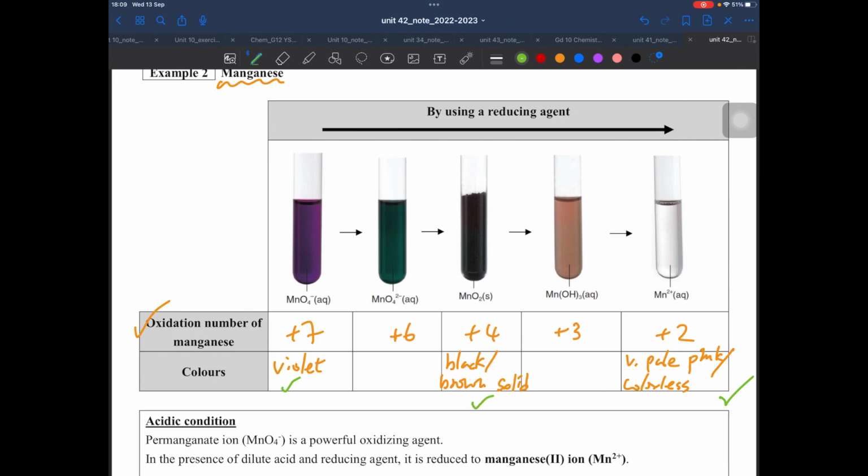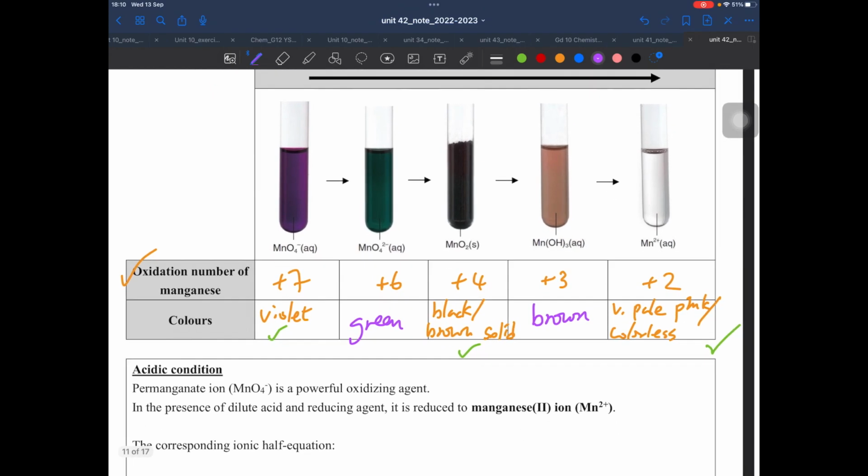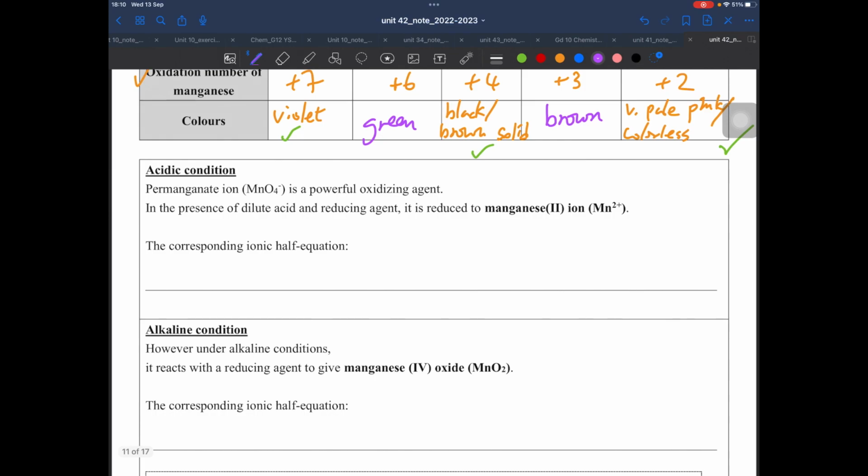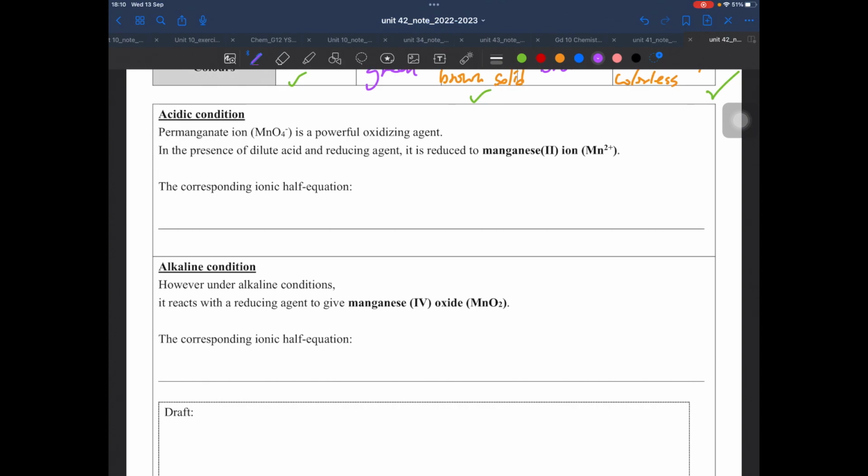MnO2 is not something new because when the potassium permanganate solution is in alkaline condition, it will form a black or brown solid. This is MnO2. The substances that you don't know are green for positive 6 and brown for positive 3. Again, no worry, because I don't think the exam will ask you something like this. If you can remember, very good, but if you cannot, take it easy. The following is more important.